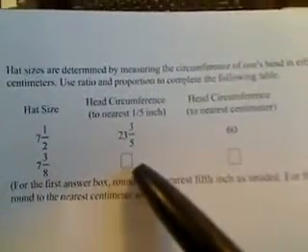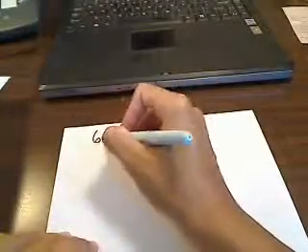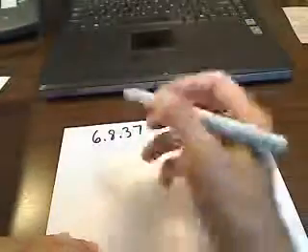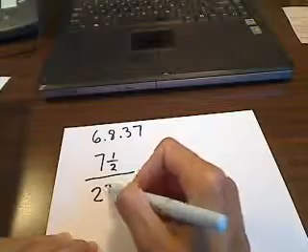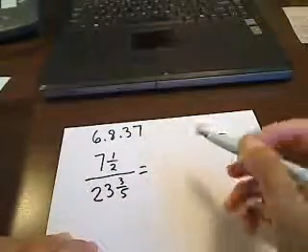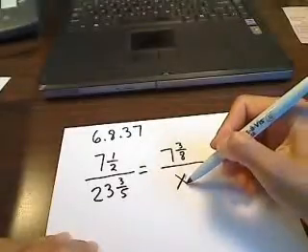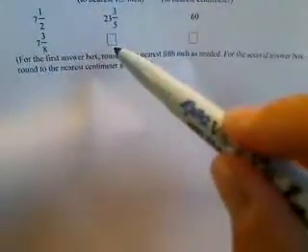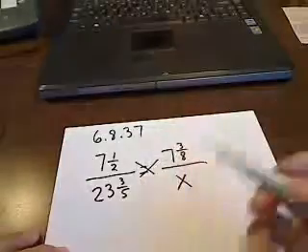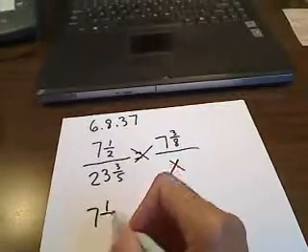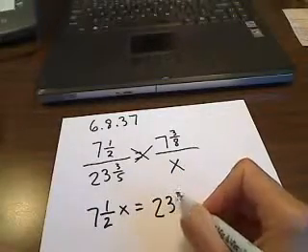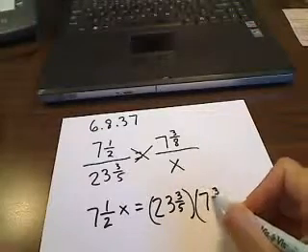So what I'm going to do is set the 7 1/2 over the 23 3/5 equal to 7 3/8 over what we don't know, and I'm going to call that x. So it's going to look like this: 7 1/2 over the 23 3/5 equal to the 7 3/8 over what we're trying to find, which is x. Okay, we have one fraction equal to one fraction, so we can cross multiply. So this is going to become 7 1/2 x equaling 23 3/5 times 7 3/8.